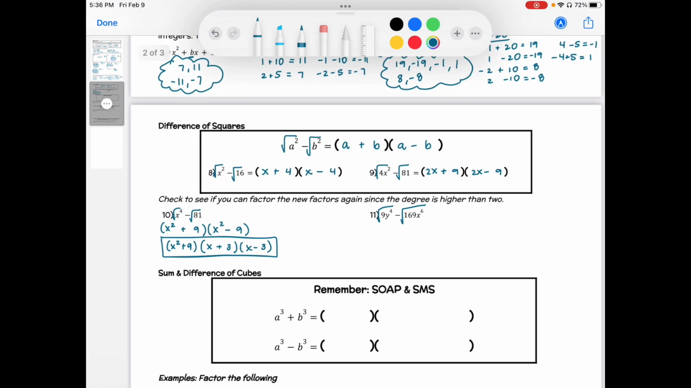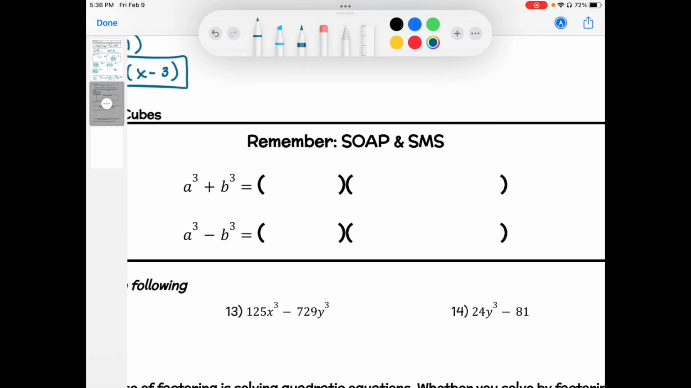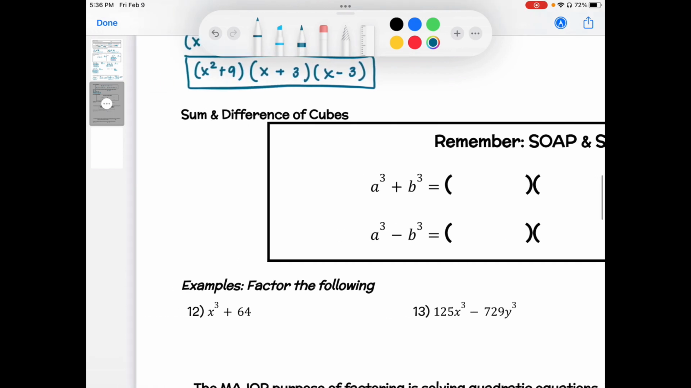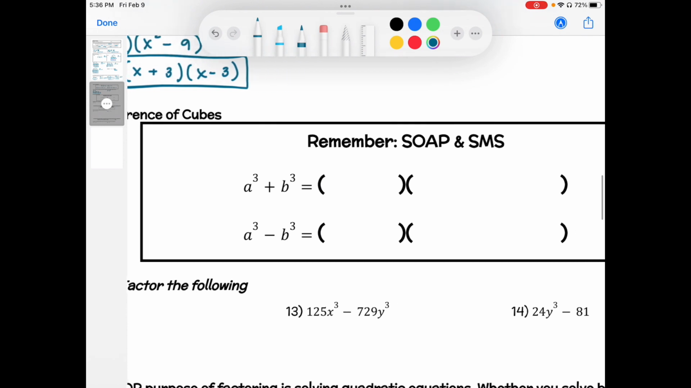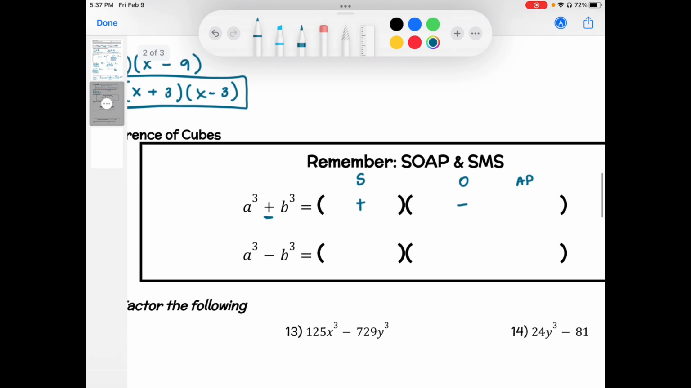Okay. All right, then we have sum and difference of cubes. So the sum and difference of cubes, we use SOAP and SMS. So remember, SOAP is same, opposite, always positive. So that's what we're doing when we're talking about the sign. So if we have the sign here is plus, same would be plus, opposite would be minus, and always positive is just always positive.